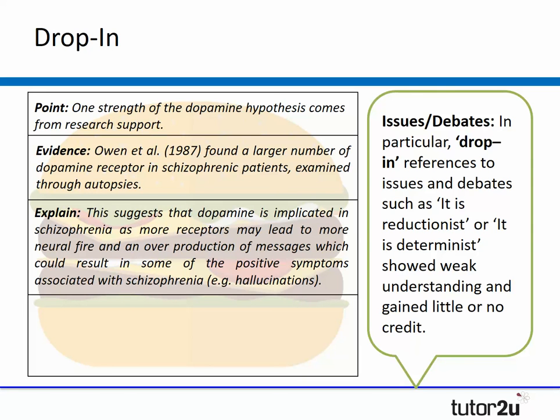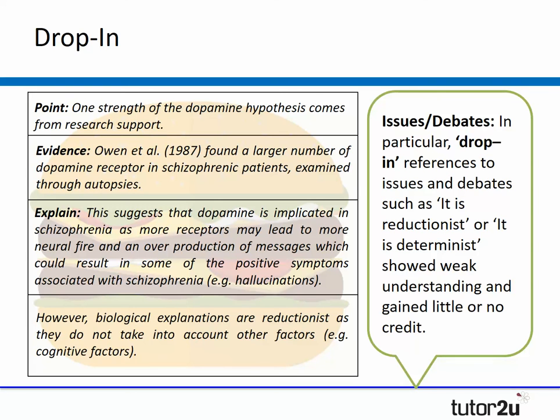They then explain it and they say, well, this suggests that dopamine is implicated in schizophrenia, as more receptors may lead to more neural firing and an overproduction of messages, which could result in some of the positive symptoms associated with schizophrenia, for example, hallucinations. Really nice contained evaluation point.